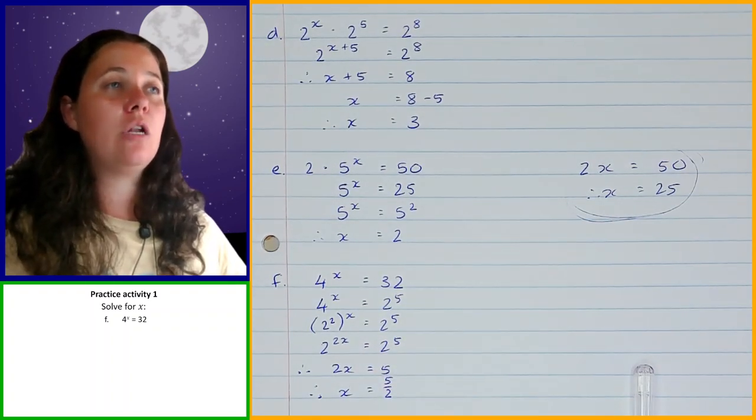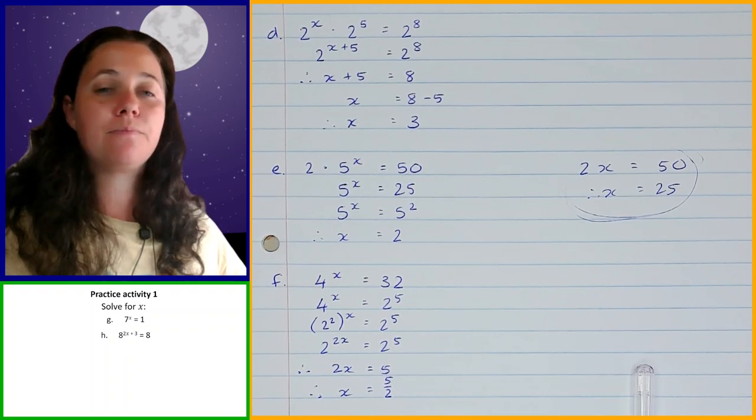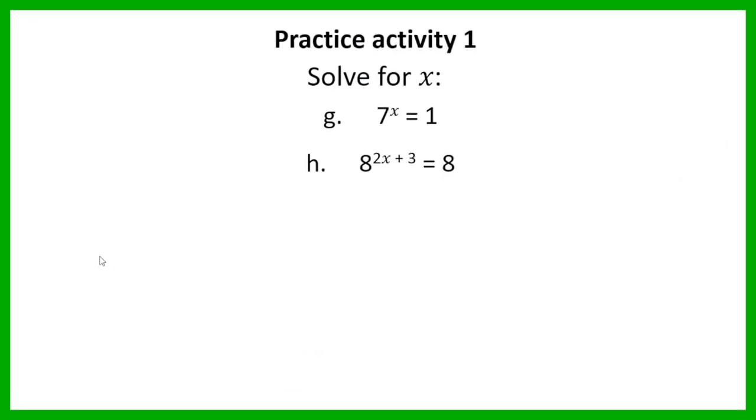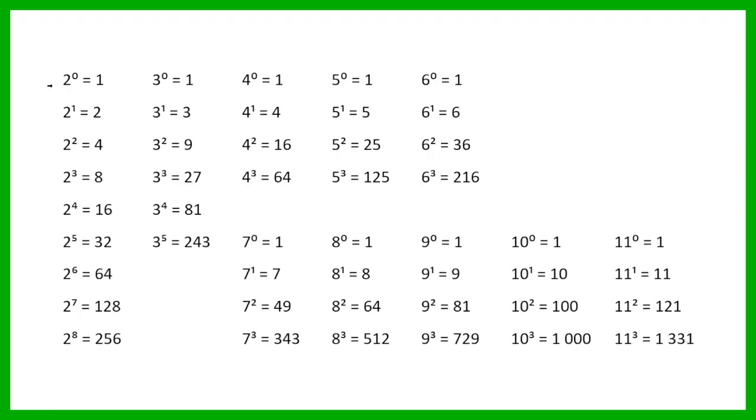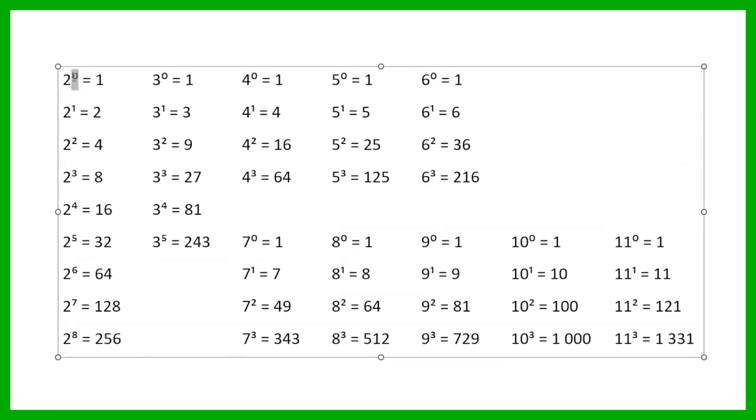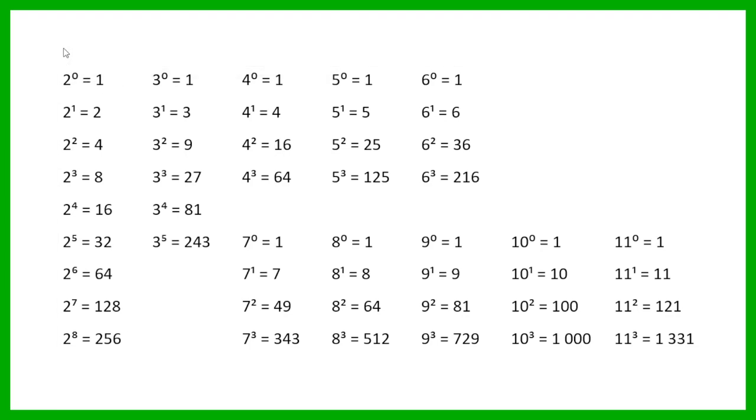Now let's have a look at the last two questions in this activity. Okay, so these two over here, let me just go back quickly to this slide. You can see anytime you've got a power equal to 1, remember that your exponent is going to be 0. So you're going to be using that concept. You're also going to be using the concept that if you have an exponent of 1, then the number stays the same.